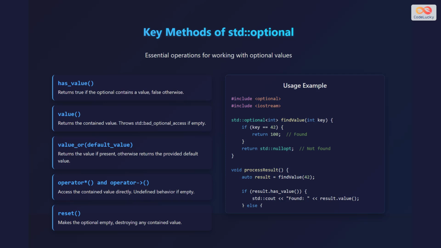The find value function takes an integer key as input and returns a std::optional<int>. If the key is 42, it returns 100. Otherwise, it returns std::nullopt. The process result function calls find value with a key of 42 and stores the result in the result variable. If result has a value, it prints found followed by the value. Otherwise, it prints not found. We can also use the value_or method to assign -1 to val if find value with key 100 does not return any value.